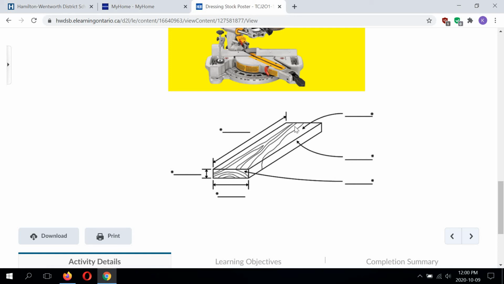On this side, the largest surface area is referred to as a face on a board. The surface area between the largest and the smallest is referred to as an edge. So you would write edge here. And then lastly, the smallest surface area, where you see the cupping rotation or the annual rings from a tree, is referred to as an end. So we have two ends, two edges, and two faces on a board. And we have one thickness, one width, and one length.